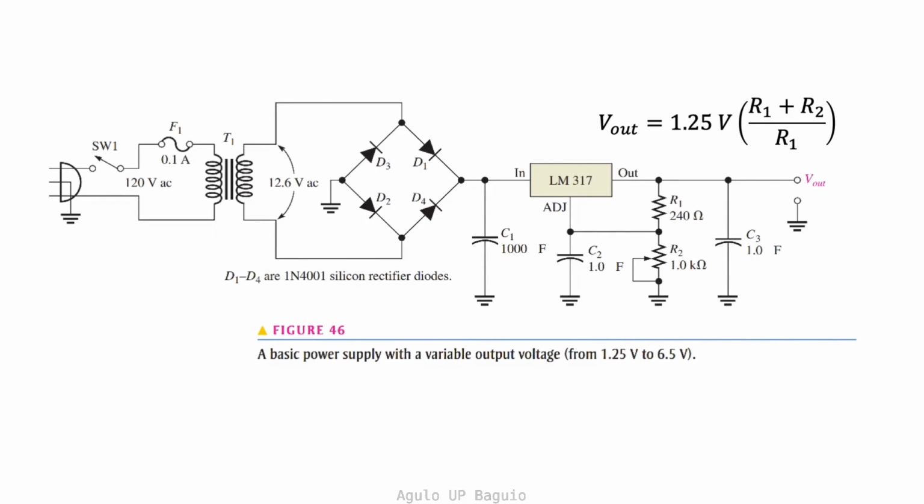If you wish to have an adjustable output power supply, you can use an adjustable regulator such as the LM117, LM317 series for positive output regulators, or the LM137 and LM337 series for the negative output regulators. The output is set by the resistors R1 and R2. R2 is a variable resistor.